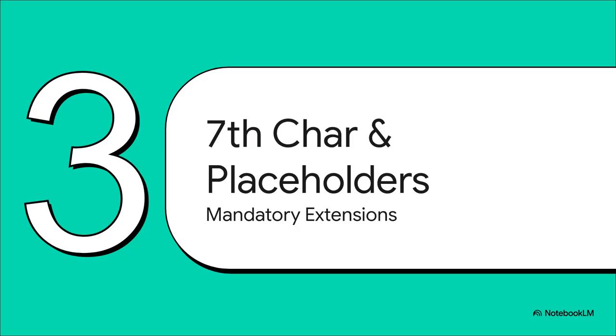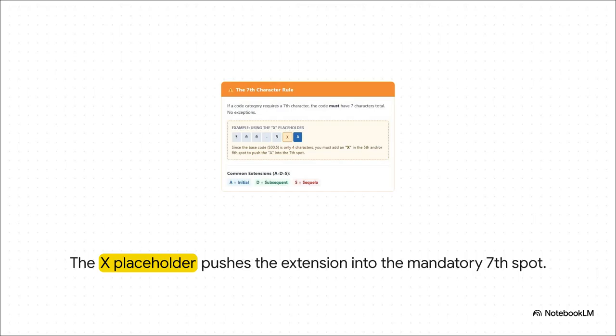Next up, Section 3, seventh characters and placeholders. Now, this is a massive area where test takers lose points. Let's say we have a base code of S00.5, right? That's only 4 characters, but the rules dictate we need a 7th character extension for the encounter type.